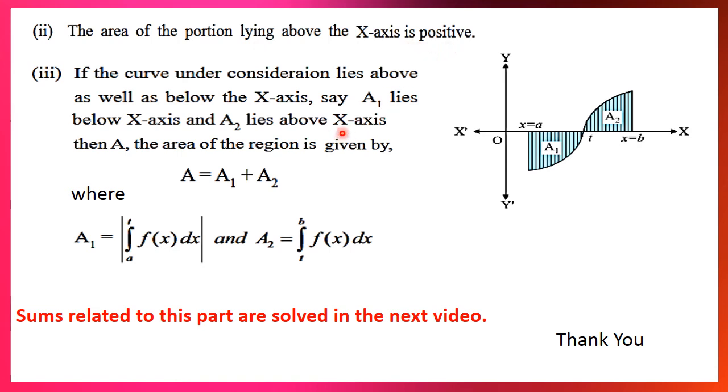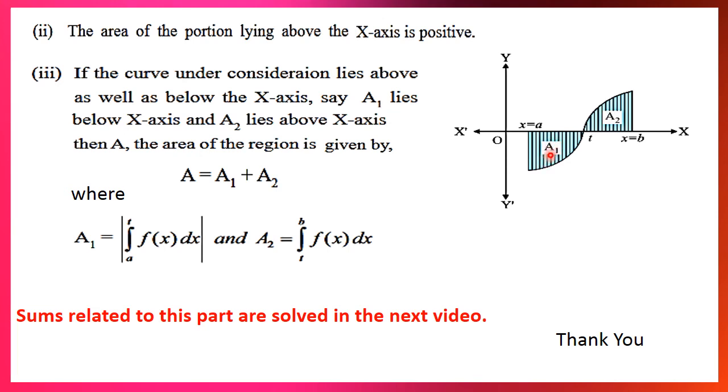Now the next case is the curve which is split into two by the x-axis, or the y-axis is also possible. Here in the diagram it is shown that the curve is split into two parts. That is, some part is below the x-axis and some part is above the x-axis. In this case, we find the areas separately, that is the region below the x-axis and above the x-axis, and then we add the areas.